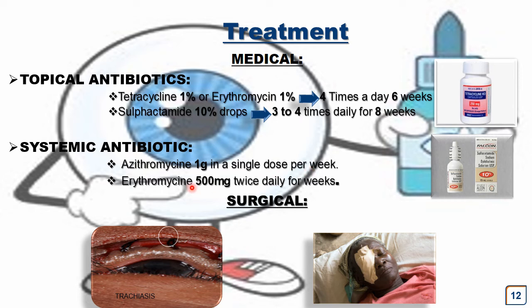daily for weeks. Antibiotics are given because trachoma is a bacterial infection, and to prevent the bacterial infection we have to give antibiotics. The second one is surgical. Surgically we have to treat trichiasis. What is trichiasis? It is the inward movement of eyelashes, and to prevent their inward movement we have to do the surgical procedure.